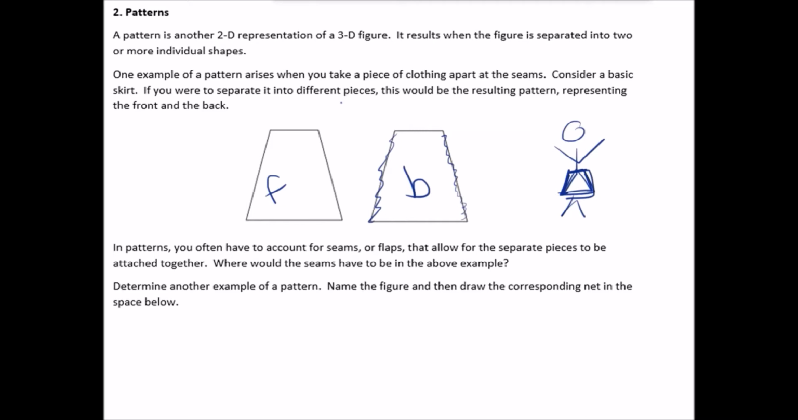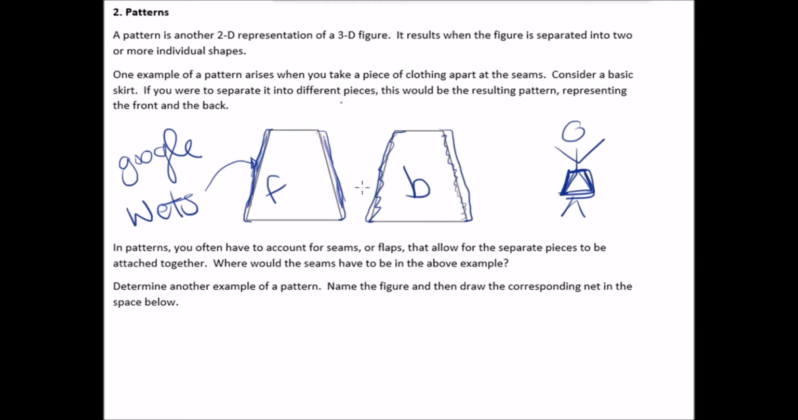One thing that we have to consider when we're doing this in real life is we have to put a little bit of a seam here so that there's enough material to actually sew together. So if you were to Google nets or patterns, sometimes the artist includes enough so that you can tape it like in real life. Okay, determine another example of a pattern and then name that figure and then draw the corresponding net. So that's an activity you can do.